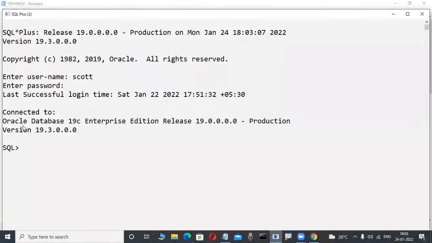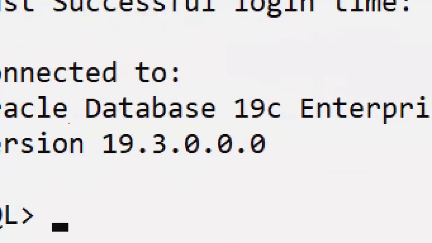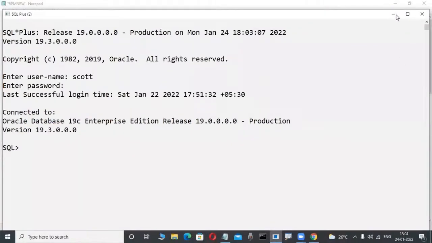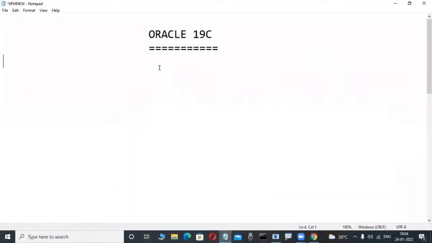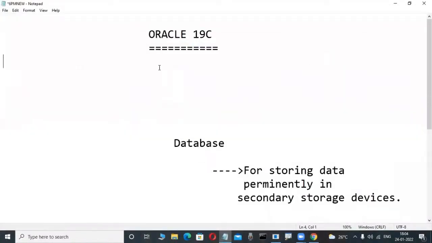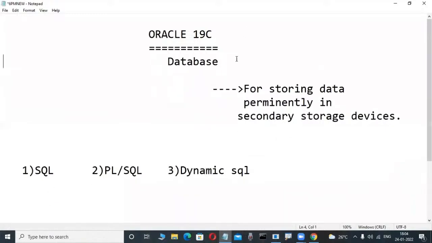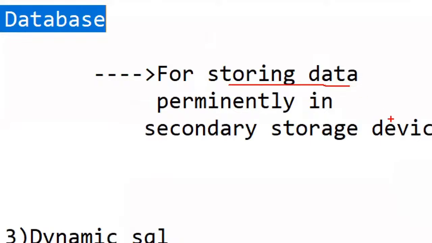Oracle is a product from Oracle Corporation. What type of product is that? A database product. What is the purpose of database products? Either Oracle, SQL Server, or DB2, so many products are there. The purpose is for storing data permanently on the hard disk, in secondary storage devices, but also for efficient retrieval of the data.